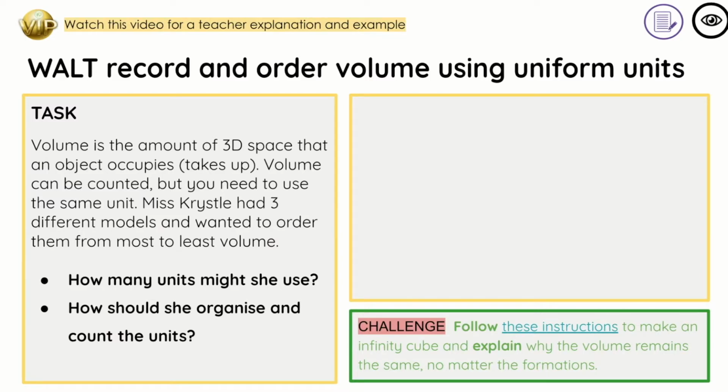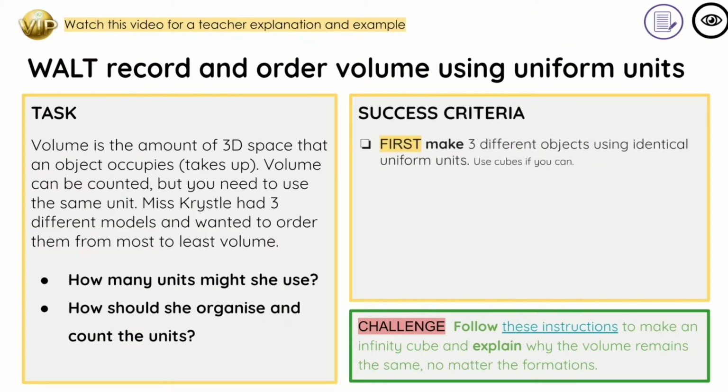Miss Krystle had 3 different models and wanted to order them from most to least volume. I wonder how many units she might use and how she should organize and count the units. So you can see that the first step is to make 3 different objects using identical uniform units. You can use cubes if you have them, but if you don't have cubes, then that's okay. You can see some examples in a minute.